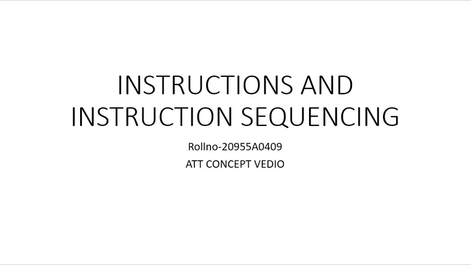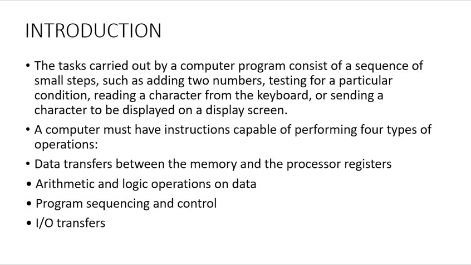Instruction sequencing is the method used by computers to execute the instructions, and there are different types of instructions. The instructions carry four types of tasks: performing data transfer methods, arithmetic and logic operations, program sequencing, and IO transfers.